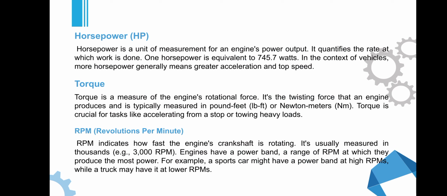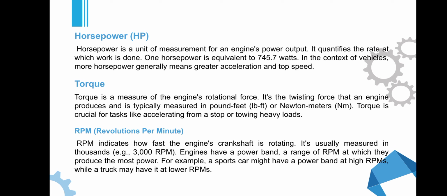Let us discuss what's the horsepower. Horsepower is a unit of measurement of an engine's power output. It quantifies the rate at which work is done. 1 horsepower is equivalent to 745.7 watts. In the context of vehicles, more horsepower generally means greater acceleration and top speed. Torque. Torque is a measure of engine's rotational force. It's the twisting force that an engine produces and is typically measured in pound-feet or Newton meters. Torque is crucial for tasks like accelerating from a stop or towing heavy loads.